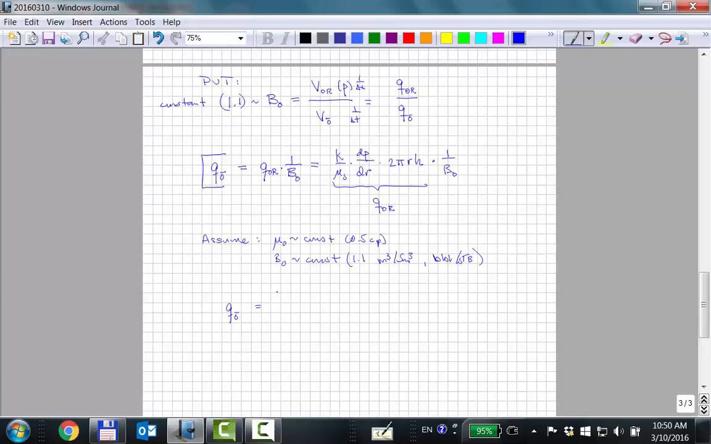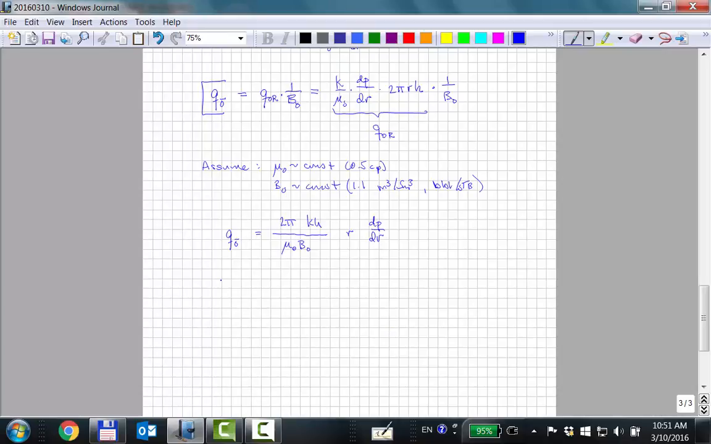So constant K and H, we're going to assume that K and H are constant. Two pi, that's constant. KH, we've got mu O BO, constant. And then what else? R, dP/dr, is that right? Is that everything? Yeah.